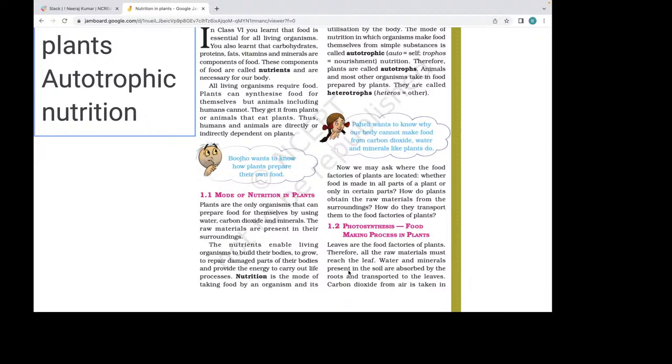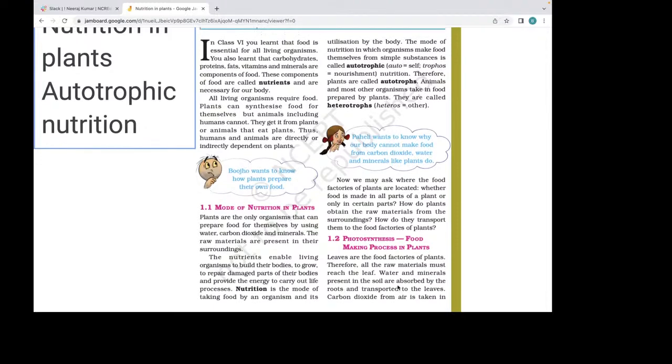Water and minerals present in the soil are absorbed by the roots and transported to the leaves. So the water and the minerals present in the soil are taken from the soil, and this is absorbed by the roots of the plants, and it is by roots that it is transported to the leaves.